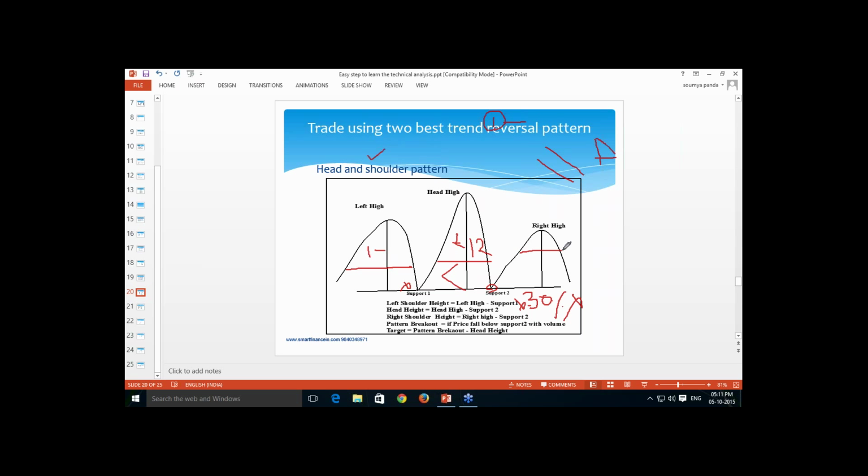So this is how you should understand this head and shoulder. If it violates this timing protocol of less than 20% and greater than 60%, then instead of reading it as a head and shoulder, you have to read it as a triple top. Provided this left high and the head high should not have a difference of more than 30%. So this is how you should understand a pattern.